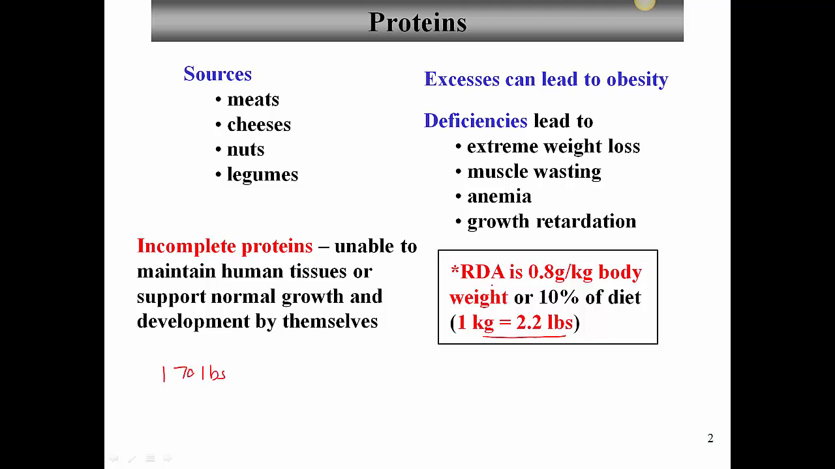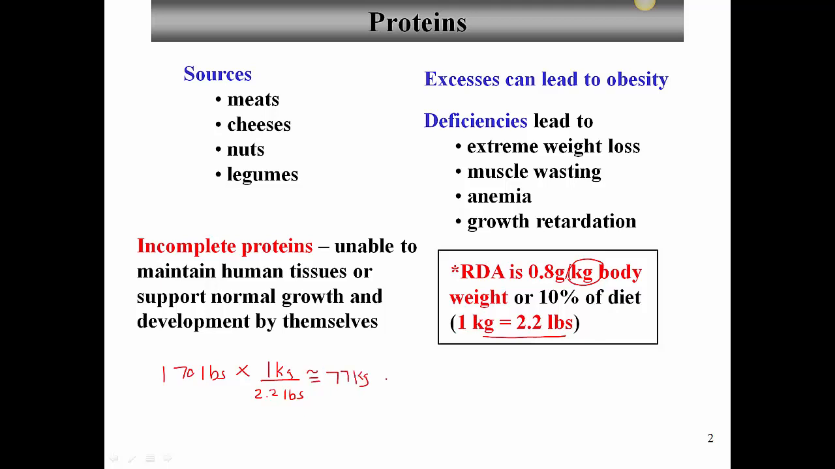And what we want to do is find out their RDA in terms of grams of protein per day. Well, the definition that we have here, if you notice, is given in kilograms of body weight. So what we have to do is convert the 170 pounds into kilograms. And our conversion factor for doing that is to multiply this by 1 kilogram is 2.2 pounds. We'll put the 2.2 pounds on the bottom, and that will allow us to eliminate this, and we'll put the kilogram on the top. And when we do this conversion, we find out that 170 pounds is equivalent to approximately 77 kilograms.